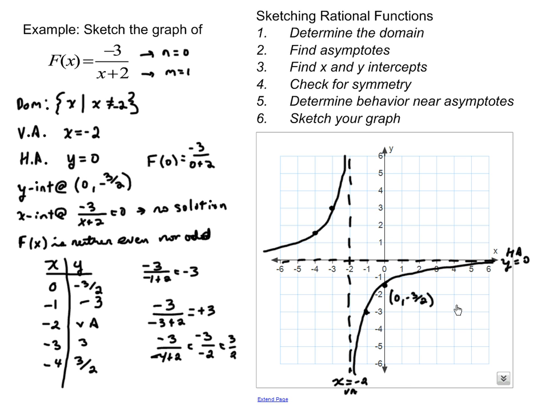And the trick is, when you sketch your graph, I would point out we want to get extra points on either side of vertical asymptotes. That seems to be the key to helping us determine the behavior near those asymptotes so we can get our sketch. All right, more to come in the next video or videos.